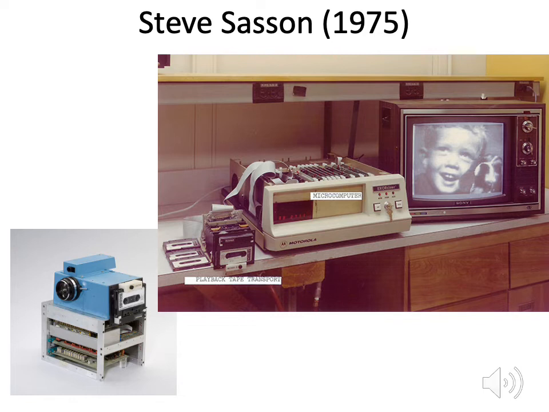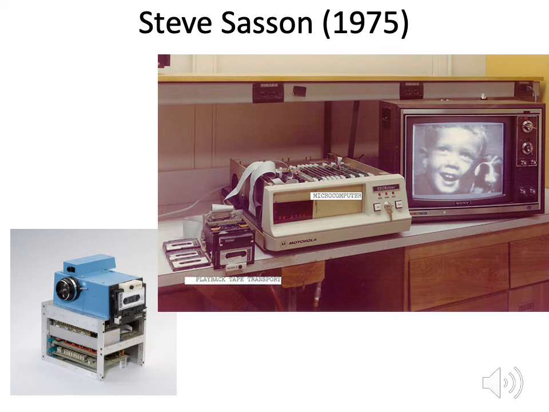All right, so now we're jumping to 1975, Steve Sasson. He's regarded now as the inventor of the digital camera, and he was working at Kodak Eastman at the time. So the first 8-pound camera recorded a 0.01 megapixel image, which is nothing today because now we have 100 megapixel cameras or more.